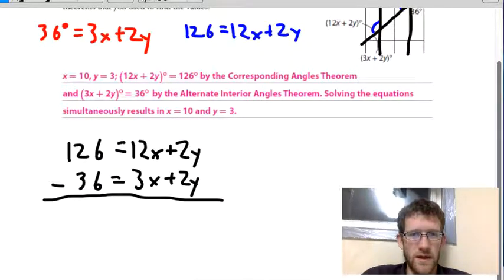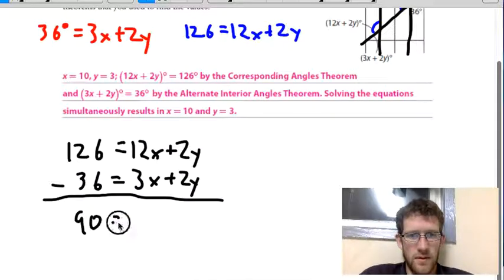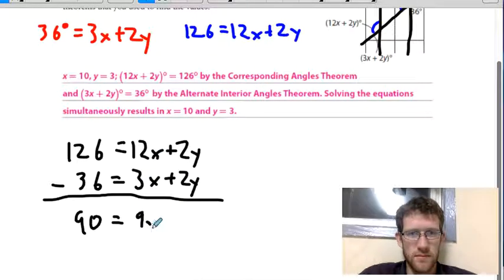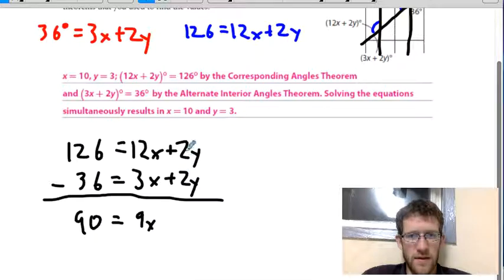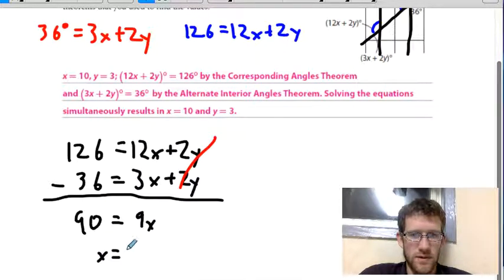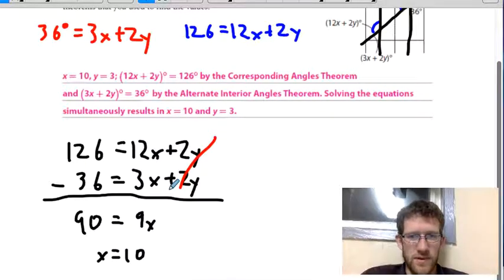and do that. Well, what is 126 minus 36? Well, that's 90. 90 is equal to 12x minus 3x, which is 9x. And then these y's just cancel, so there's nothing there. Boom. I guess I can cross them off. Yeah. If 90 equals 9x, then we have x equals 10. Cool. So that's how we can do that.